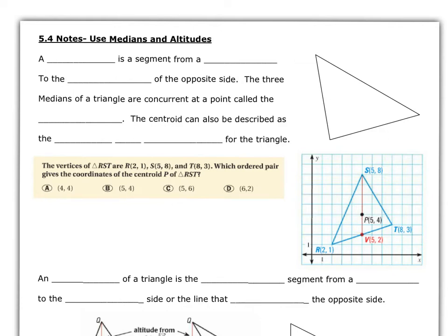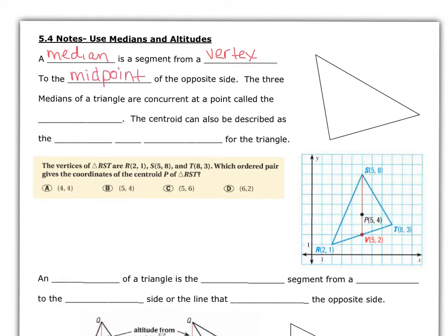All right, so the last two special segments we're going to talk about are medians and altitudes. The first one we're going to discuss is a median. So a median is a segment, and it's going to extend from a vertex, and then it's going to go to the midpoint of the opposite side.